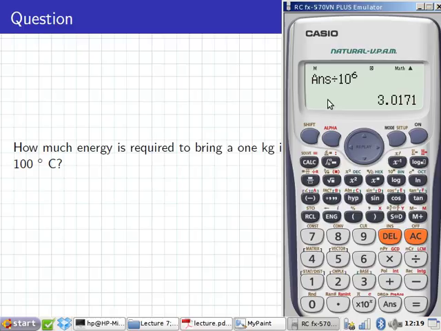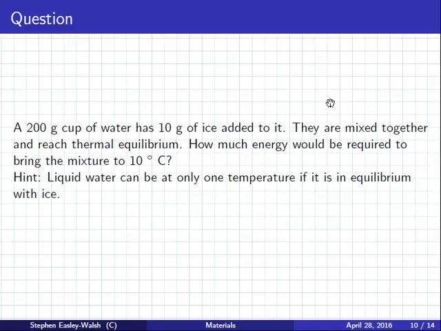Continue? So, next now. A 200 gram cup of water has 10 grams of ice added to it, and they're mixed together until they reach thermal equilibrium. How much energy will be required to bring the mixture to 10 Celsius? Now think about this. I don't tell you what the temperature is at the beginning, but I'm asking you how much energy you need to bring it to 10 Celsius. So I don't tell you what the temperature is at the beginning, but I kind of tell you in a sneaky way.